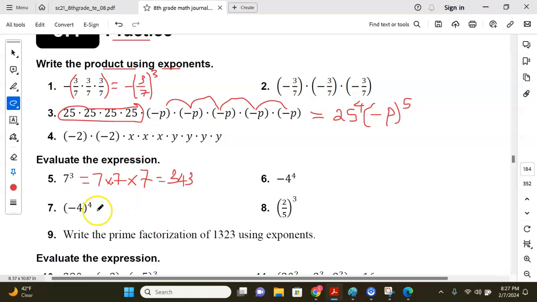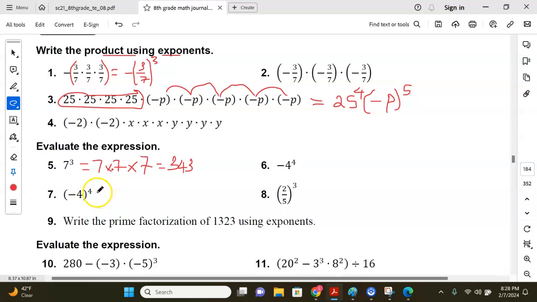Okay. Negative 4 to the 4th power means negative 4 times negative 4 times negative 4 times negative 4. Right? A negative times a negative is a positive, times a negative is a negative, times a negative will be a positive. Again, because my exponent is an even power, and the parentheses go around the negative 4, so you take negative 4 times itself 4 times, so you're going to end up with a positive.